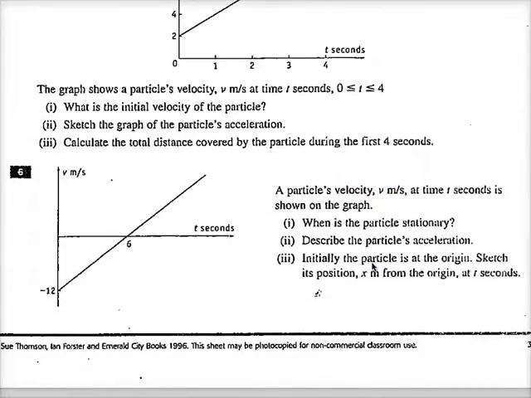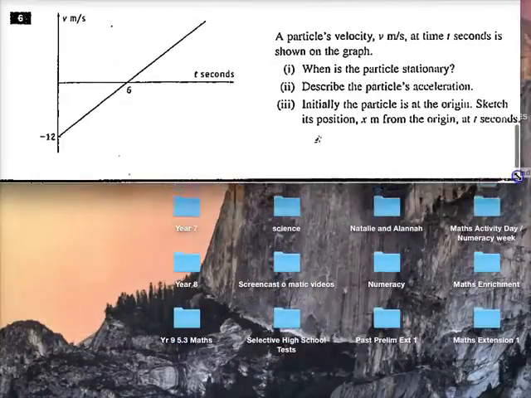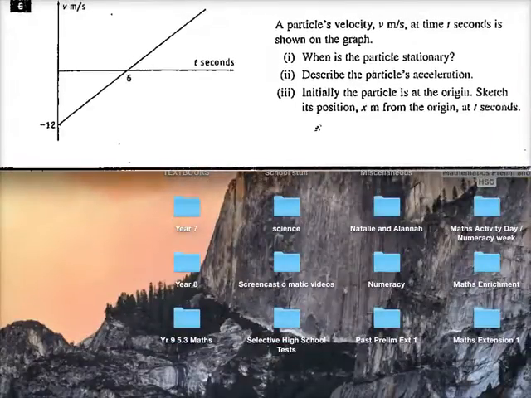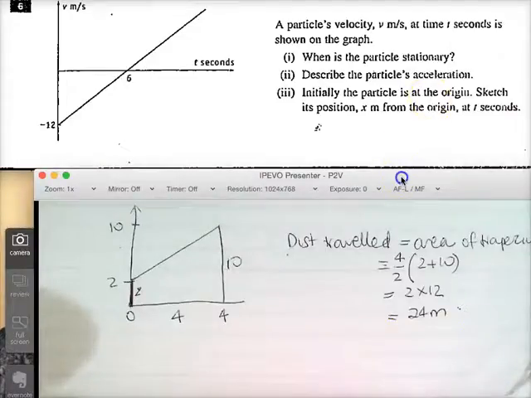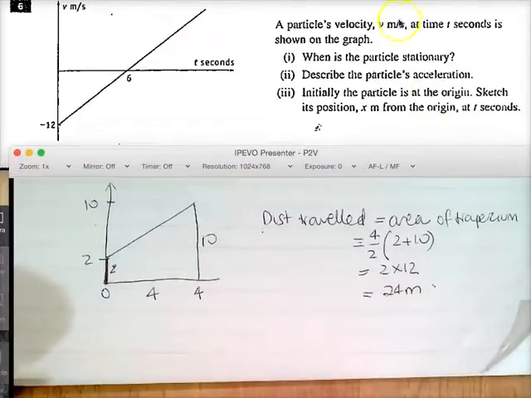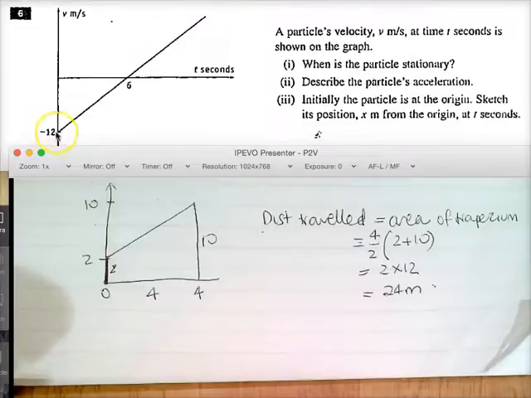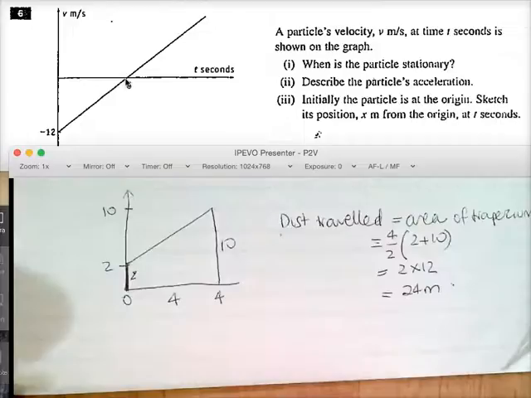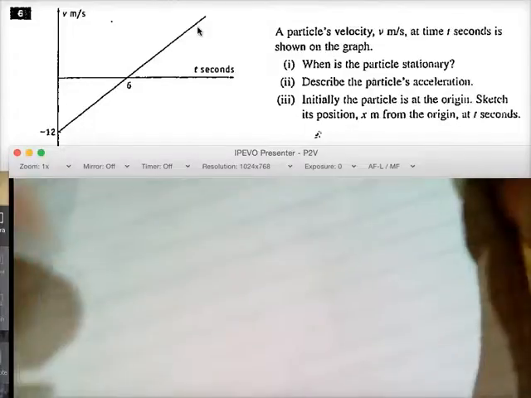Okay, so that question's done. Now for question 6, and it says that a particle's velocity, v meters per second, at time t seconds is shown on the graph. If you look here, it starts off with a negative velocity, negative 12 meters per second. So it's traveling in the negative direction. And here, after 6 seconds, velocity is 0, so it stops. And then from 6 seconds onwards, the velocity is positive, and so it's traveling in the positive direction.